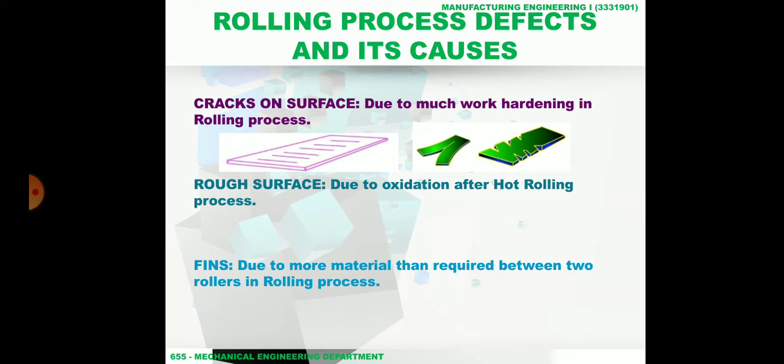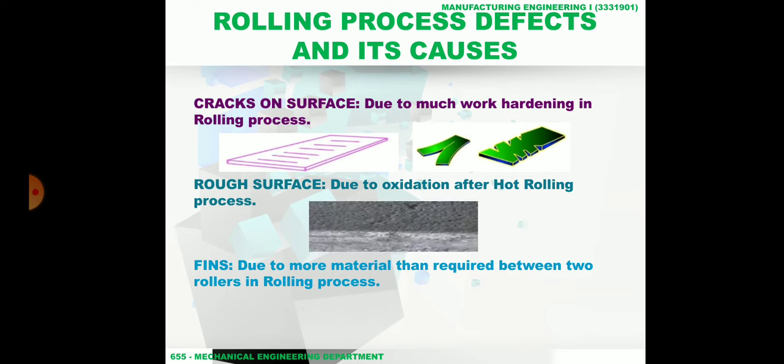The next one is rough surface. This is due to oxidation after the hot rolling process. In hot rolling, the material gets heated. The heated material absorbs moisture from the atmosphere, and the oxidation process occurs, and this introduces corrosion of the material. So the material looks dull or corroded in appearance due to the oxidation process.